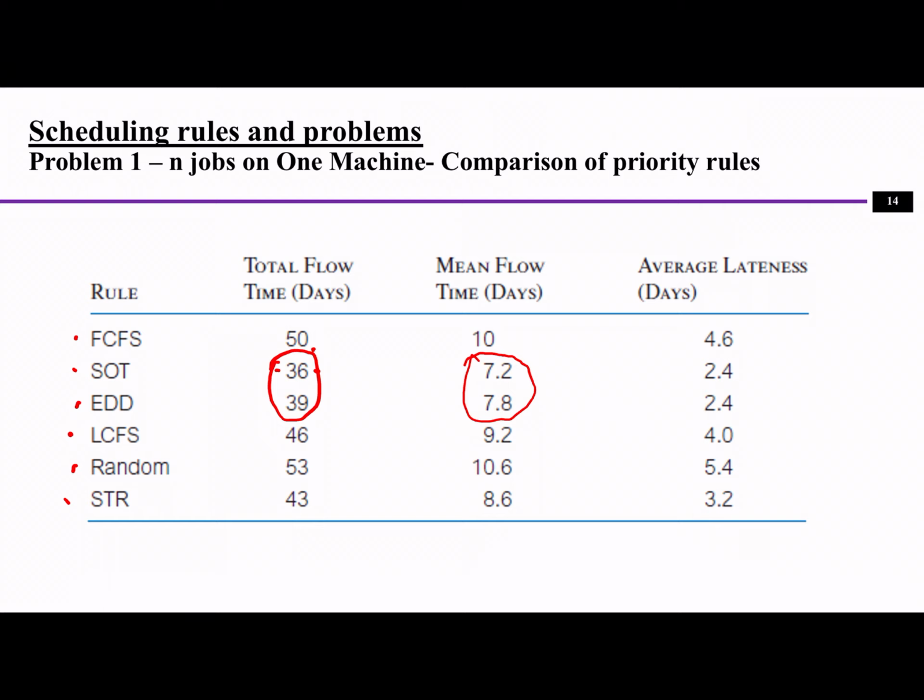Now let's look at the average lateness. Same, these two rules generate better results. And comparing shortest operation time and earliest due date, shortest operation time has a better performance than earliest due date and all the other rules. Probably in this case, we can choose shortest operation time as our rule for scheduling. So this is how we deal with n jobs on one machine, and how different priority rules can be used to have better scheduling performance.